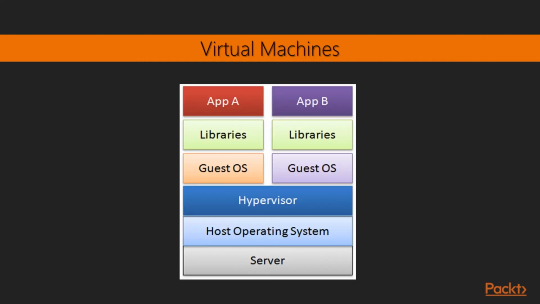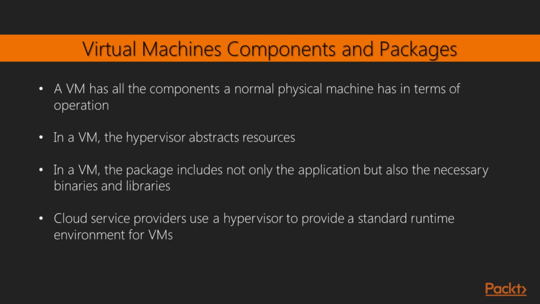In the virtual machine, we need to install an operating system with the appropriate device drivers. Hence, the footprint or size of a virtual machine is huge. A normal VM with Tomcat and Java installed may take up to 10 GB of drive space. There's an overhead of memory management and device drivers. A VM has all the components a normal physical machine has in terms of operation.